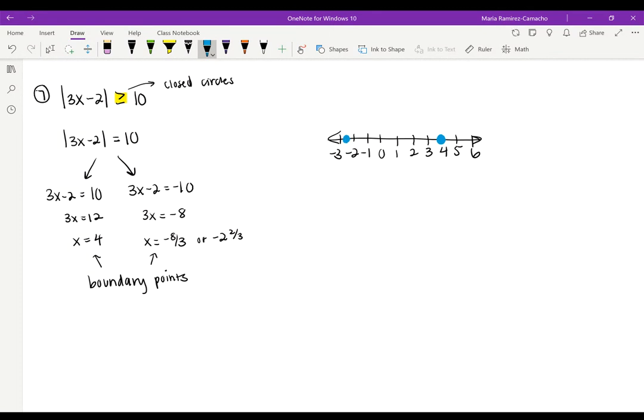Let's see where we're going to shade. We'll test a point, at least 1 point. Okay, let's test 0 again. If 0 works, we'll shade that middle region where 0 is. And 0 is not always going to be in the middle of the 2 boundary points when you're solving equations like this. It's just worked out that it's been like that for us, but you could test any point. Okay. Here's our original inequality. We're going to plug in 0 for x.